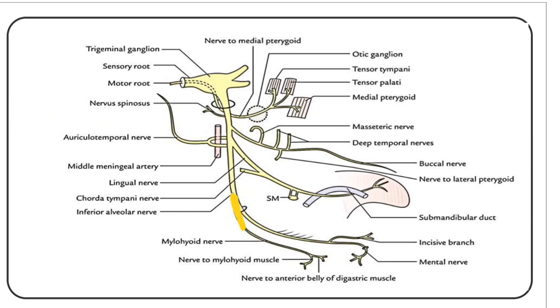This inferior alveolar nerve gives rise to the nerve to mylohyoid, which supplies the mylohyoid muscle and the anterior belly of the digastric muscle. These two muscles are supplied by the nerve to mylohyoid. The terminal branches of the inferior alveolar nerve are the incisive branch and the mental nerve, which mainly supply the floor of the mouth.